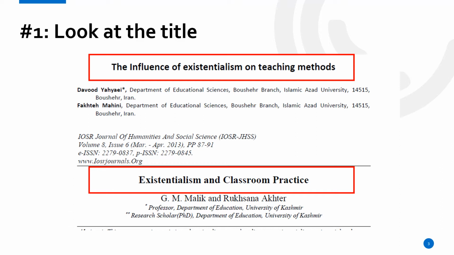Now, the next example, existentialism and classroom practice. This is a topic for the journal article. So, apakah perkataan yang penting dalam tajuk? Perkataan pertama, existentialism. Perkataan kedua, classroom practice. So, for these articles, they will tell you what are the main impact of existentialism on, number 1, teaching method, number 2, classroom practice.